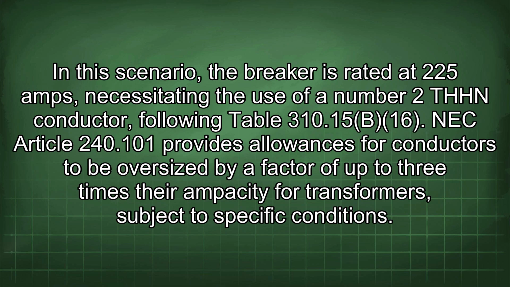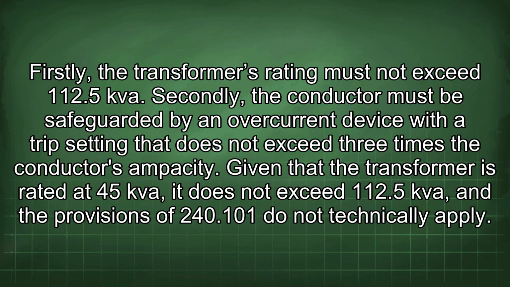NEC Article 240.101 provides allowances for conductors to be oversized by a factor of up to 3 times their ampacity for transformers, subject to specific conditions. Firstly, the transformer's rating must not exceed 112.5 kVA. Secondly, the conductor must be safeguarded by an overcurrent device with a trip setting that does not exceed 3 times the conductor's ampacity. Given that the transformer is rated at 45 kVA, it does not exceed 112.5 kVA, and the provisions of 240.101 do not technically apply.